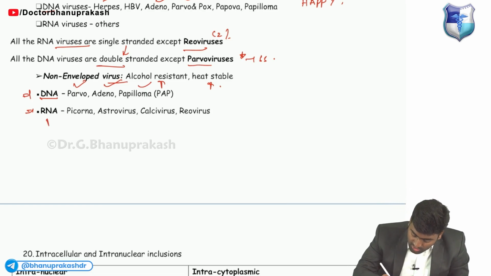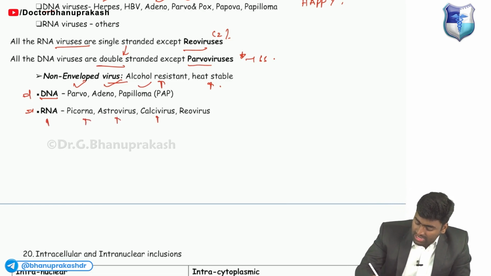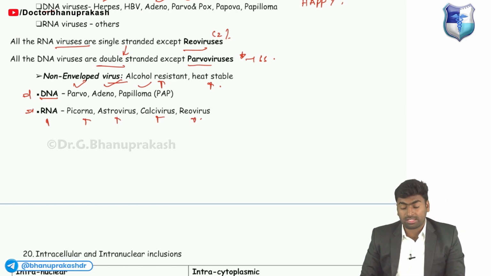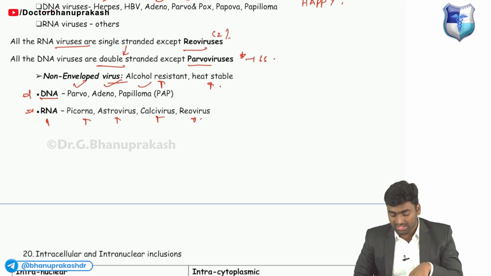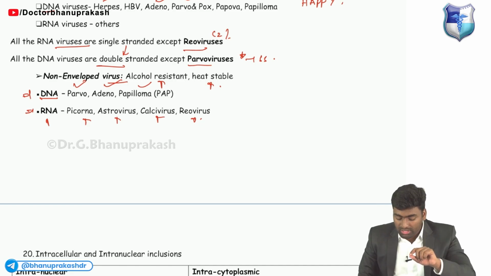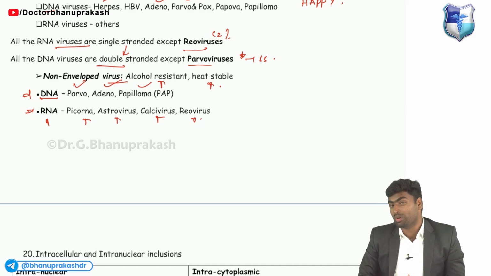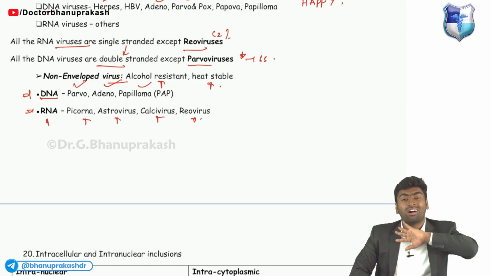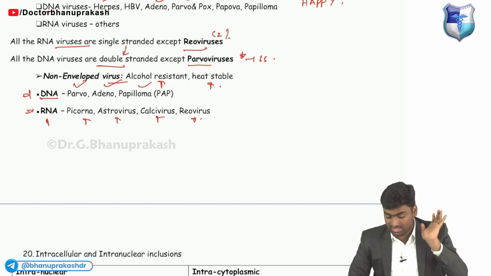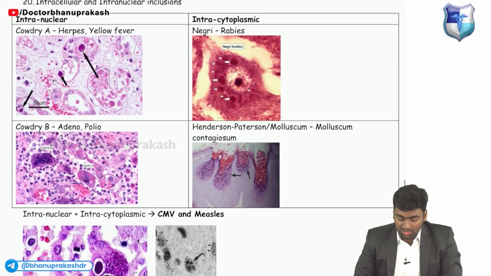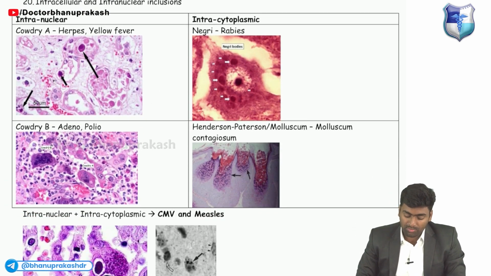Whereas among RNA viruses, Picorna, Astro, Calici, and Hepe are the four non-enveloped viruses. DNA viruses like parvo, adeno, papova are non-enveloped, whereas the rest of the viruses are enveloped in nature. Likewise, double-stranded DNA is present in all DNA viruses except parvovirus. Just remember this. Then we'll move on to intracellular and intranuclear inclusions.